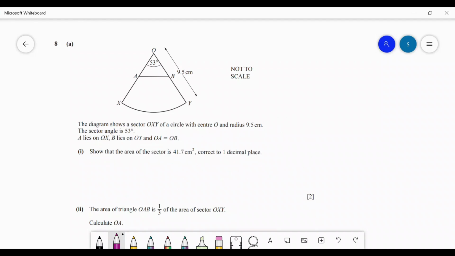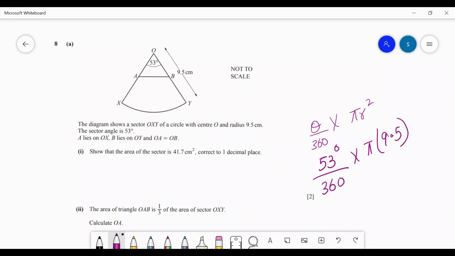You just need to know the formula for finding the area of a sector, which is theta by 360 into pi r square. Let me just change the pen. Theta is 53 degrees here, divided by 360 into pi into radius, which is already given as 9.5 centimeters. So this would be 41.7 centimeters square. That is exactly what they're asking.